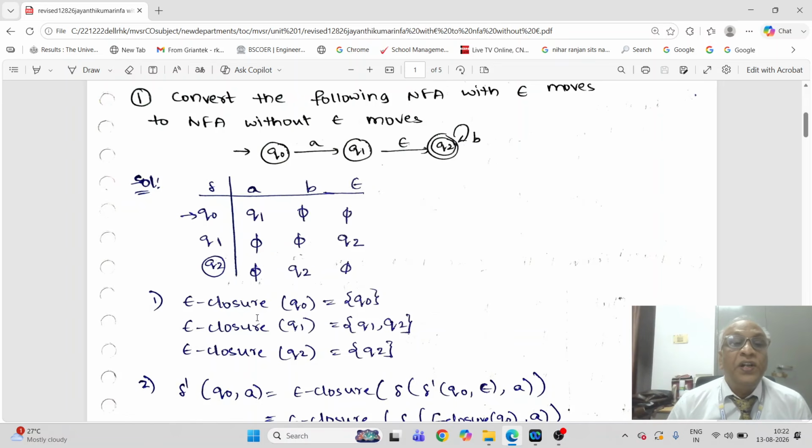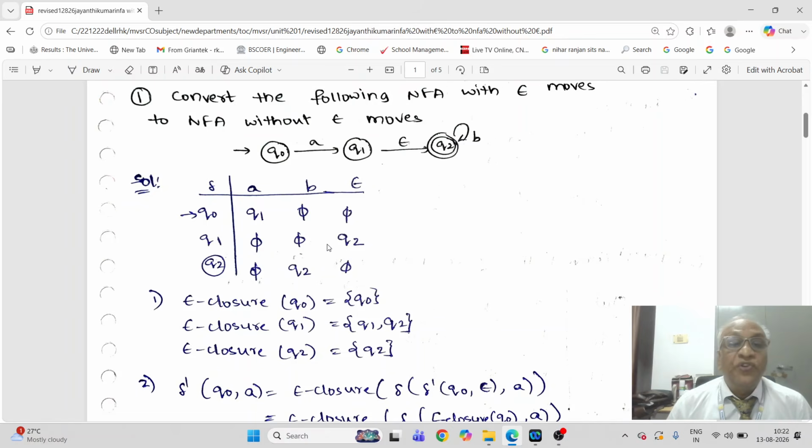It's the reachability of a state through epsilon to the next all possible states. Say for example, Q1 is there. Through epsilon, we can reach Q2. So the epsilon closure of Q1 will be Q1 and Q2. Similarly, Q0 is there. So there is no epsilon reachability. So epsilon closure of Q0 is Q0. Epsilon closure of Q1 is Q1 itself and Q2, so it's Q1 comma Q2. And epsilon closure of Q2 is Q2 itself.